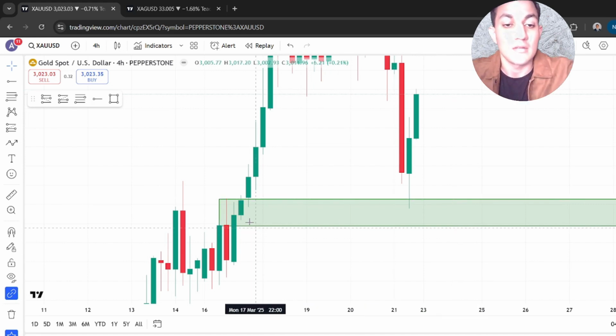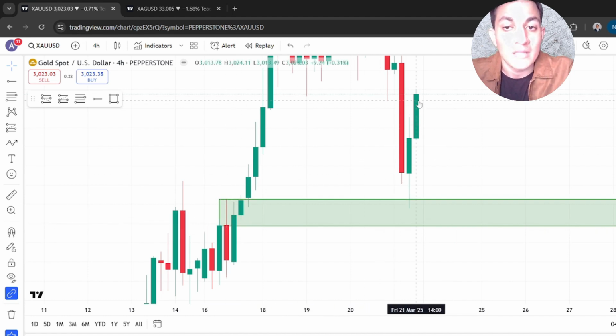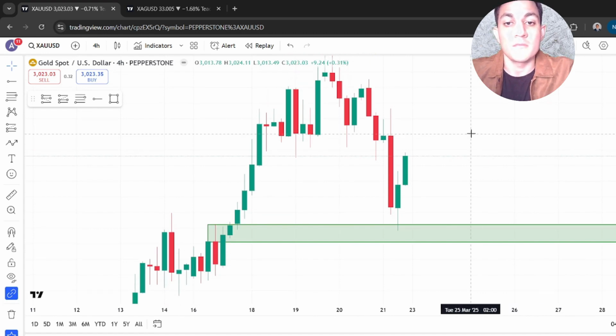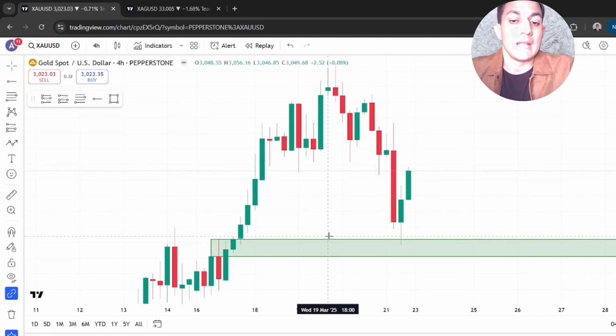When price comes down, it touches the key level and it quickly moves off in the opposite direction. That's exactly what we want to see. And that there is even more confirmation that we're bullish, right? Even more confirmation that we're bullish now.